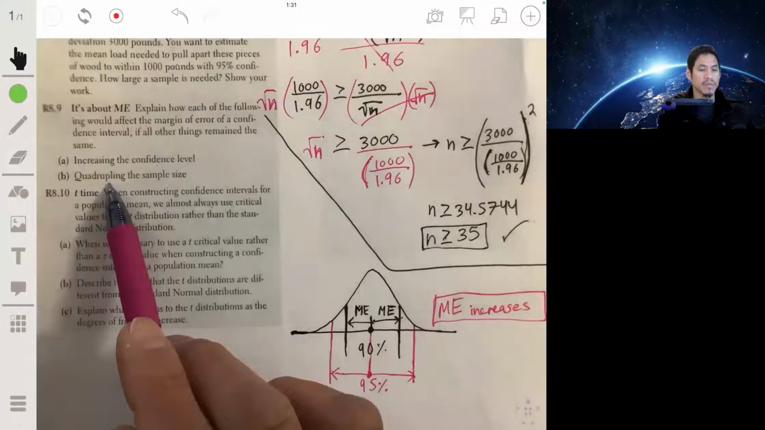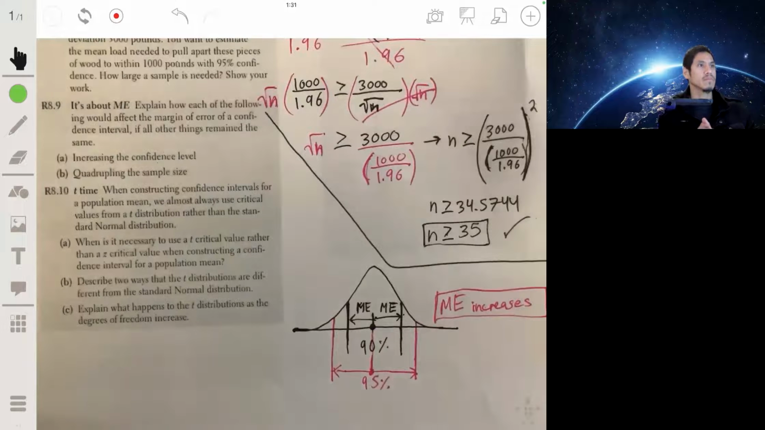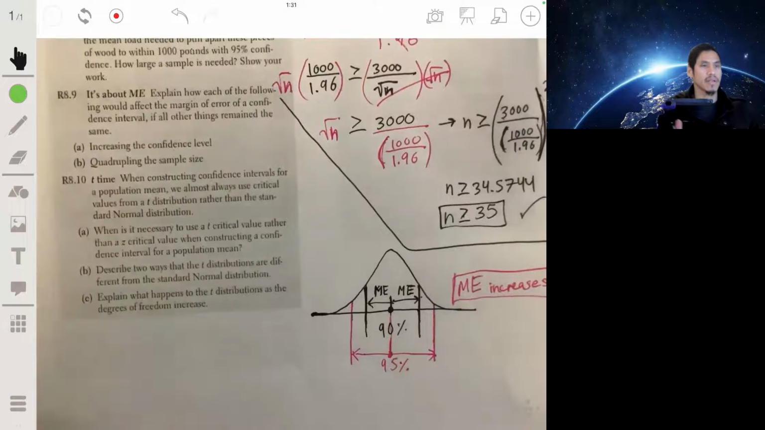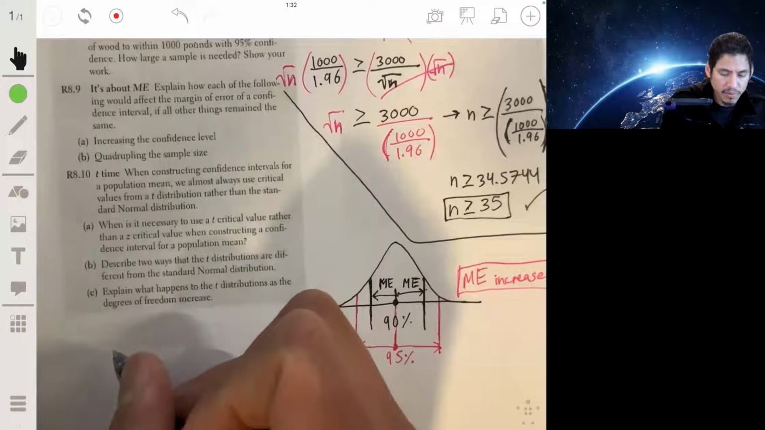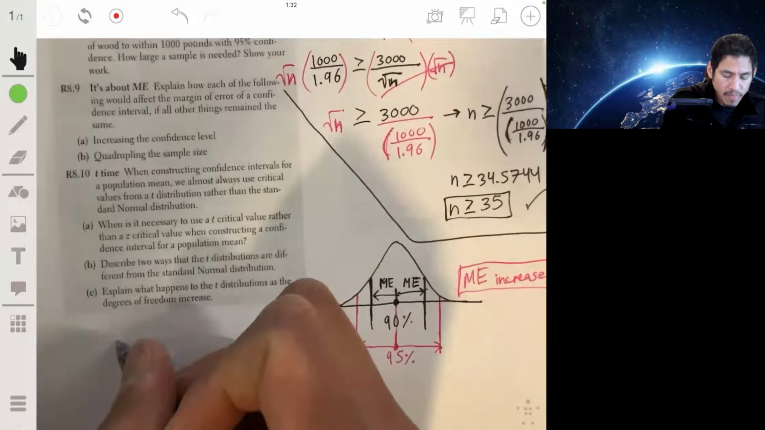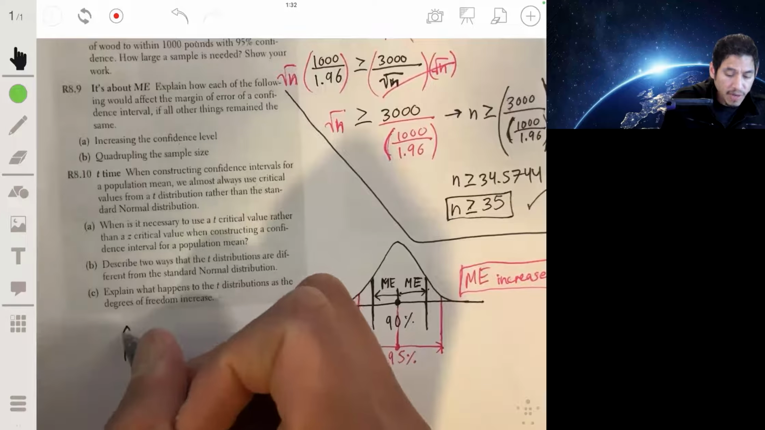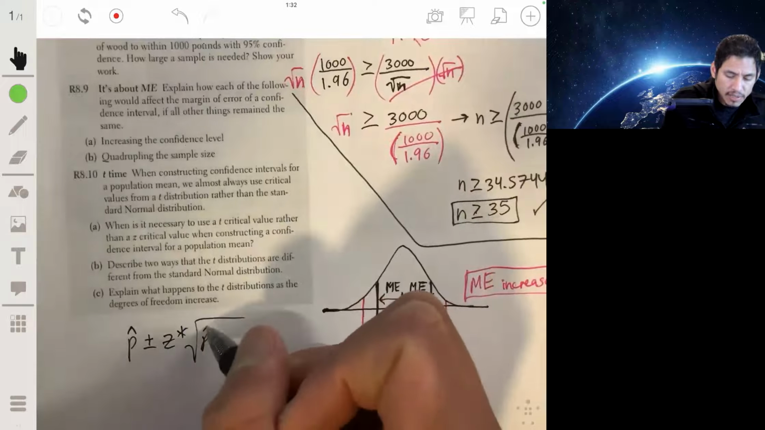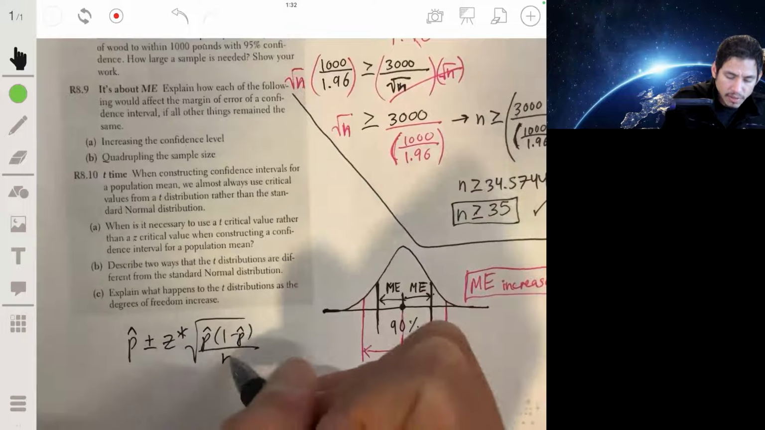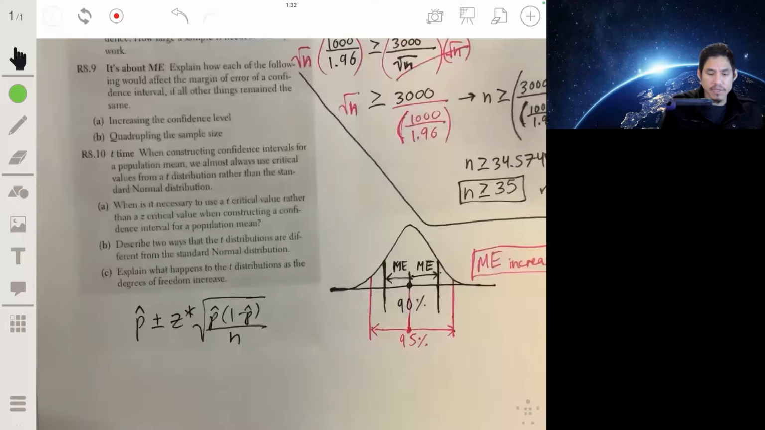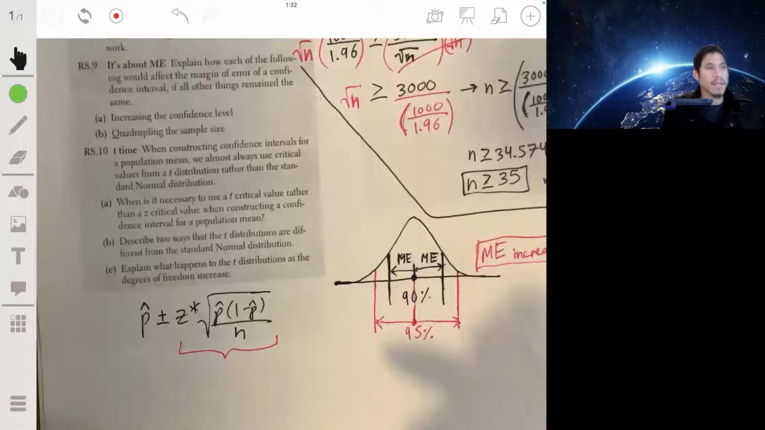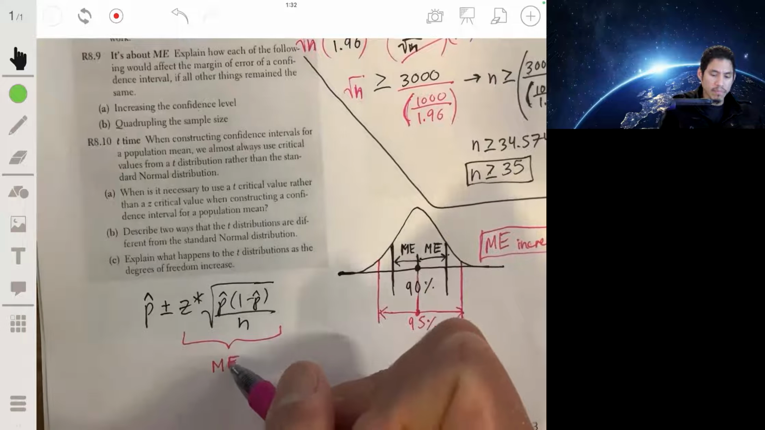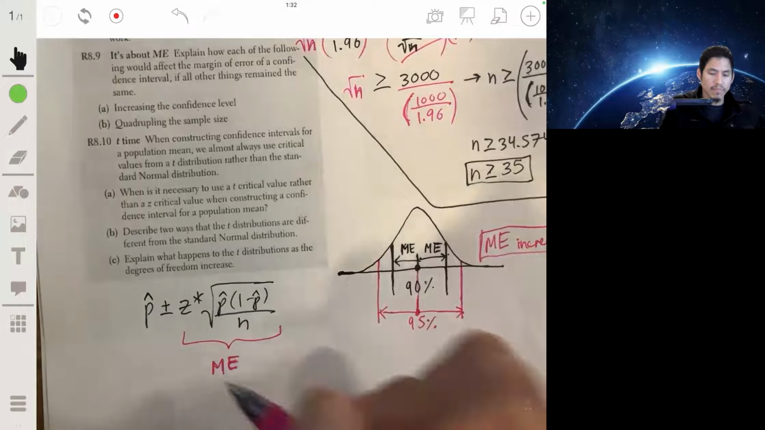Right, now part B, quadrupling the sample size. Okay, so let's actually do some math so I kind of see what's going on. So the margin of error, let's look at this for population proportion. So the margin of error, for the confidence interval, it will be p hat plus or minus z star times the square root of p hat times 1 minus p hat all over n. Remember, this is our margin of error.